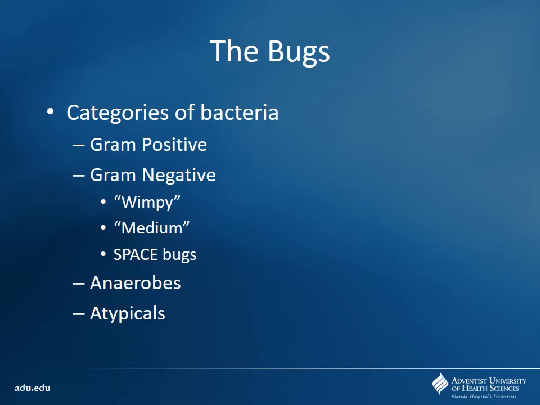So gram-negatives, they listed these as either wimpy bugs, the medium gram-negative bugs, and then your space bugs. Does anyone know what space bugs are? Things that grow out in like asteroids and stuff. Not quite that space. We'll talk about those in a second. Those are really important to know.